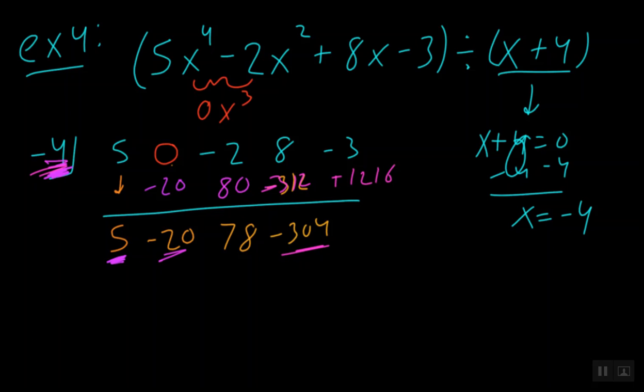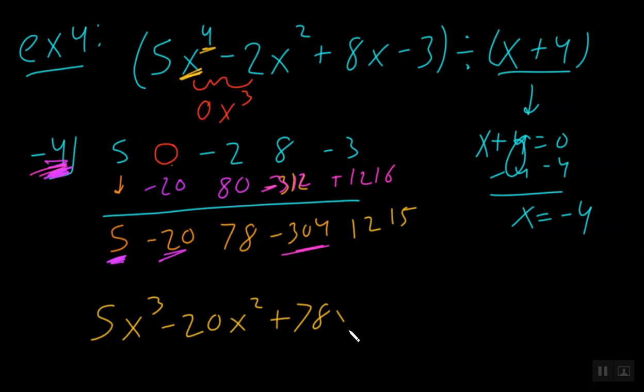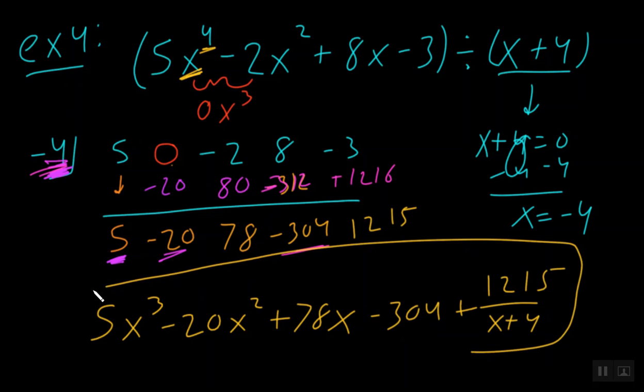And whenever I add that with my negative 3, I see it will become 1,215. Now, what is this actually? Well, if we start out with x to the 4, we have to drop down a degree. 5x cubed minus 20x squared plus 78x minus 304 plus 1,215, all divided by x plus 4. We have just taken a very complicated problem and we've made it incredibly easy.